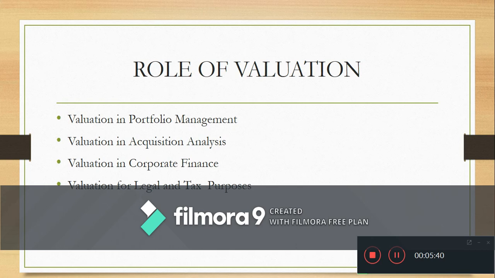Role of valuation. Valuation is required for portfolio managers, in acquisition analysis where we take over other companies, and in corporate finance to understand the best mix of debt and equity in the capital structure to increase the shareholders' value. Valuation is also needed for legal and tax purposes.